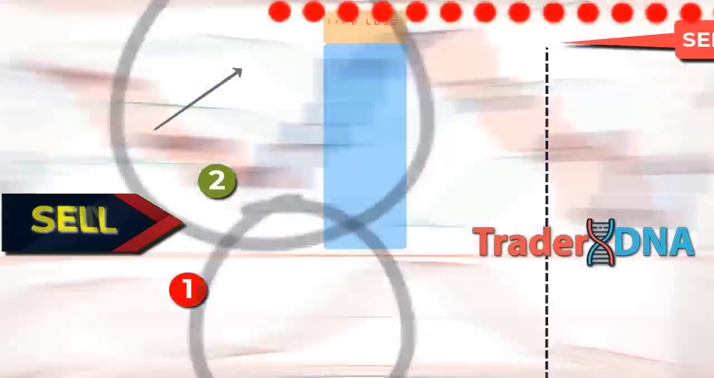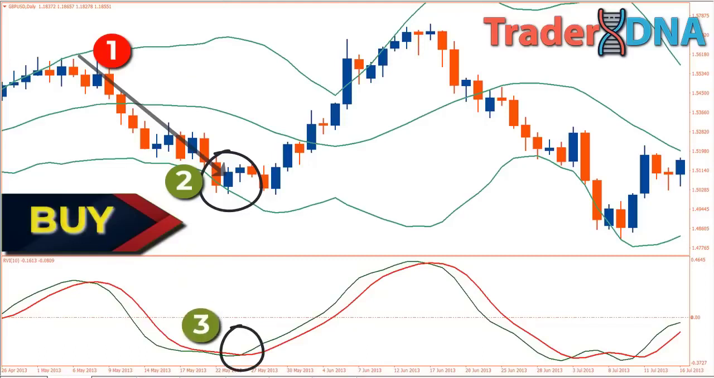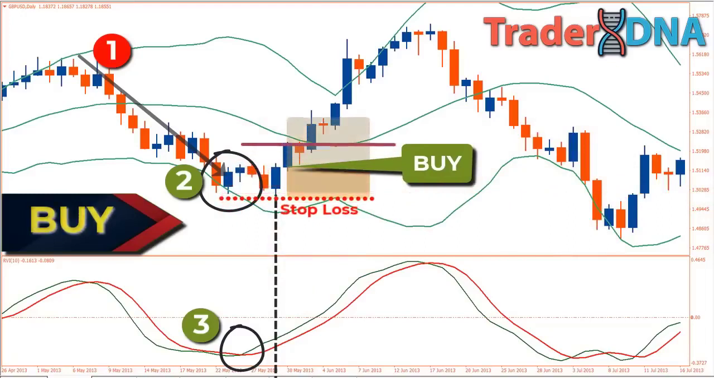To enter a long position using the RVI and Bollinger Bands strategy, follow these rules. First, check for a clear downtrend on the price chart. Second, make sure the price bar is closed outside the lower Bollinger Band line. Third, wait for the quicker green RVI line to cross the slower red signal line from below in the oversold area, indicating a buy signal. Once the price chart confirms the reversal, you can open a buying position with the stop loss set behind the local low.